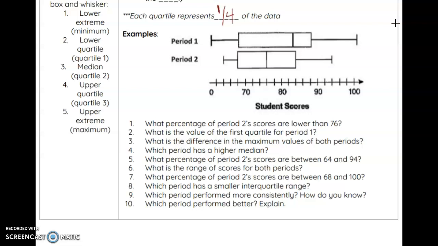So period 2 is the second one. We're going to look and see, okay, the number line's going up by 2s. So the 76 would be right here. So that is right there at the median. So they want to know how much of the data is right here. Well, that median sliced my data in half. So those 2 sections mean that that is 50% of the data.